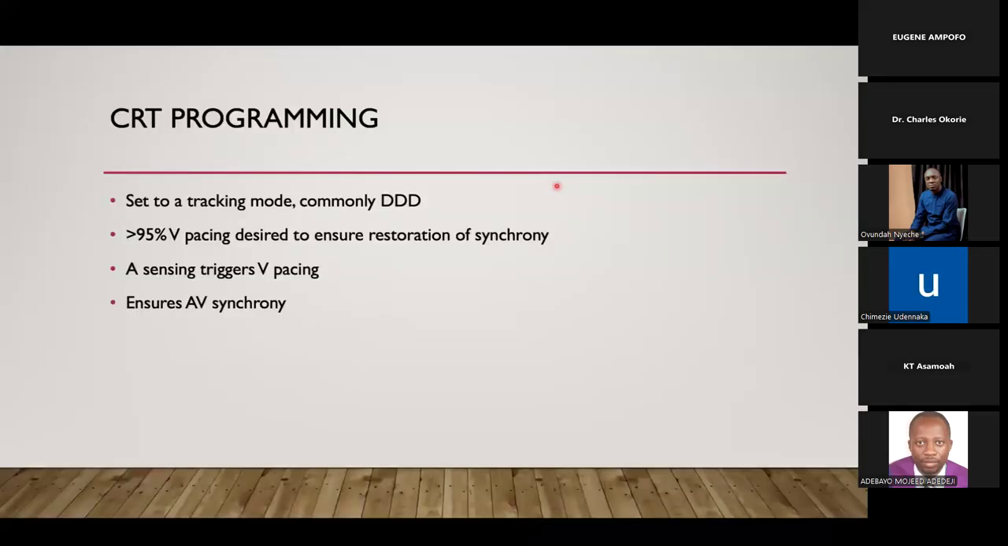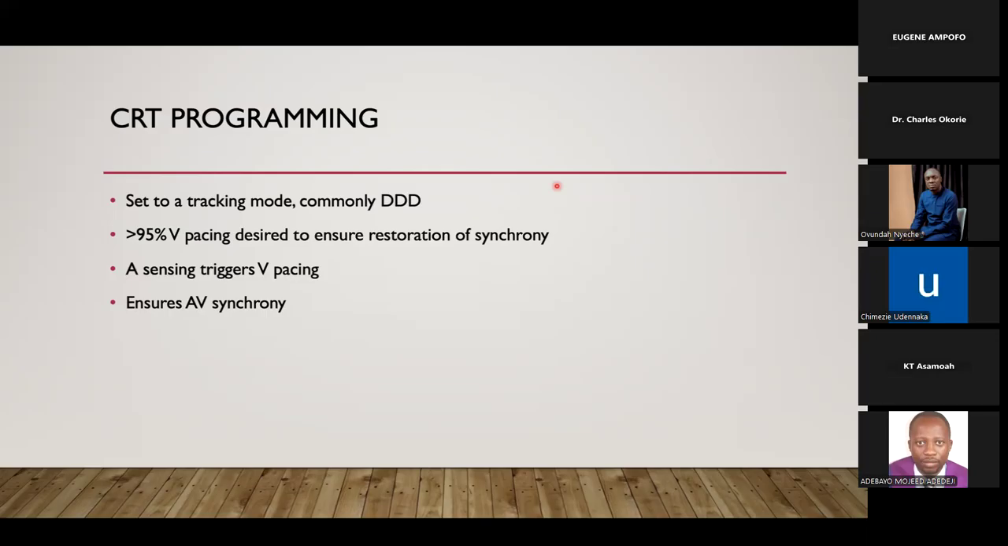So CRTs are set to a tracking mode, commonly DDD. And the reason you want to track is that you want to, in addition to optimizing inter and intraventricular synchrony, ensure that there's atrioventricular synchrony. So then you need to track atrial activity so that there is an appropriate response by the ventricles, and the aim is to get at least 95% pacing.